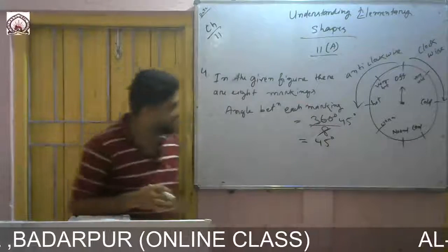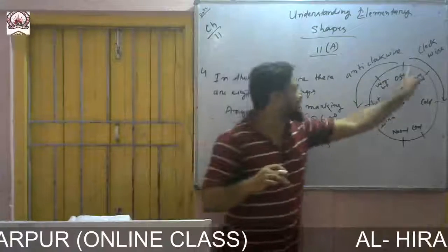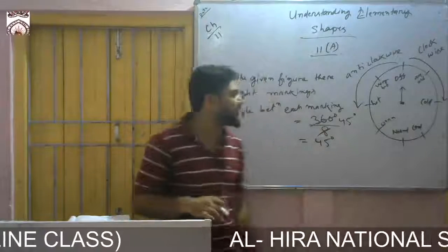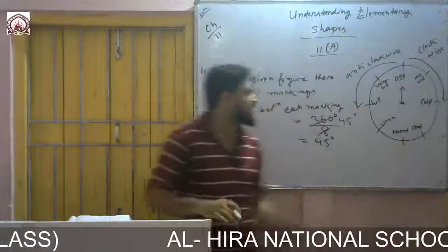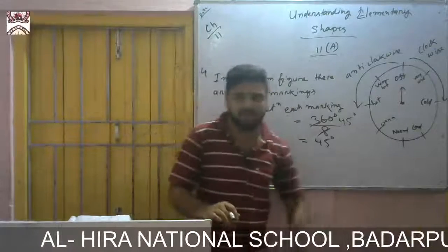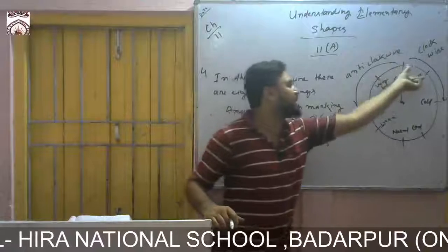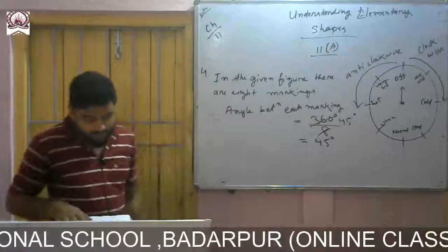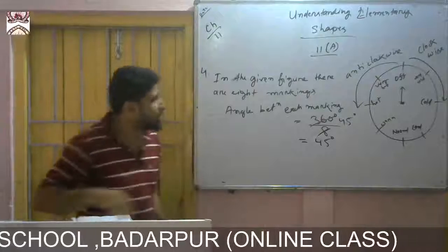Okay. That means from this marking to this marking, it is 45. From this marking to this marking, it is 45. From this marking to this marking, it is 45. That means the distance between each marking is 45. Okay. So the first one is clockwise from off to cold.